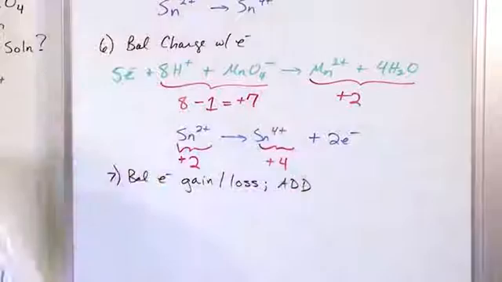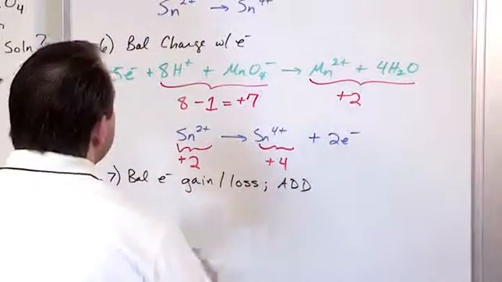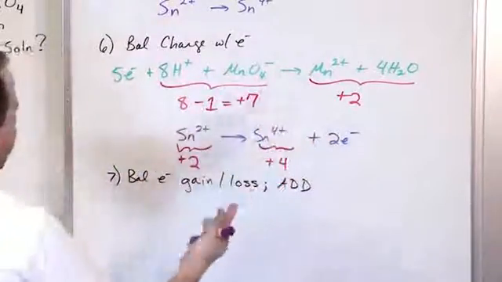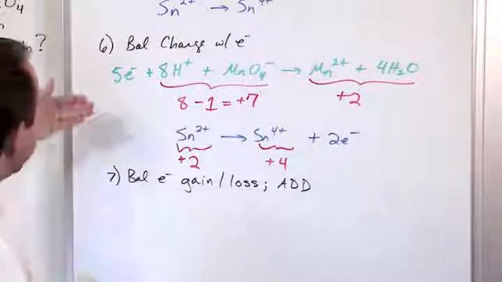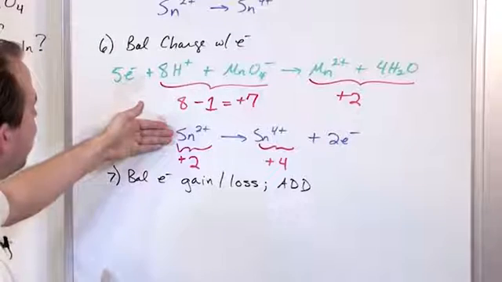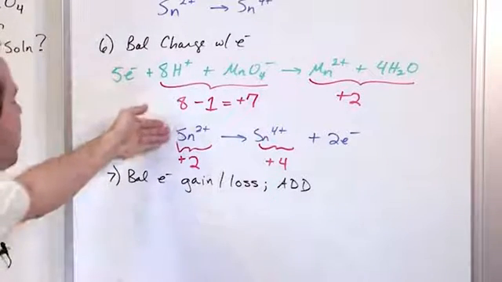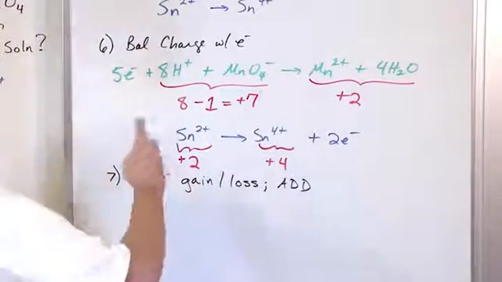So what we're going to do is, we'll use purple, we have 5 electrons and 2 electrons. These are not multiples of one another, so we're not going to be able to just multiply one of these equations. What we need to do is multiply the top by 2 and the bottom by 5. If we multiply this times 2, we'll have 10 electrons. We multiply this times 5, we'll have 10 electrons here. So that's what we're going to do.